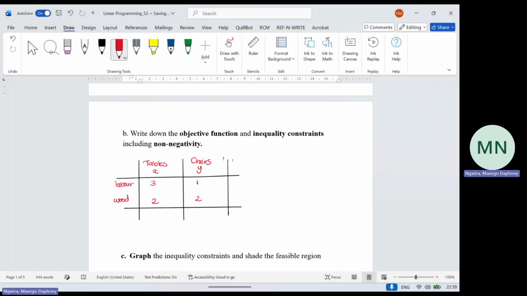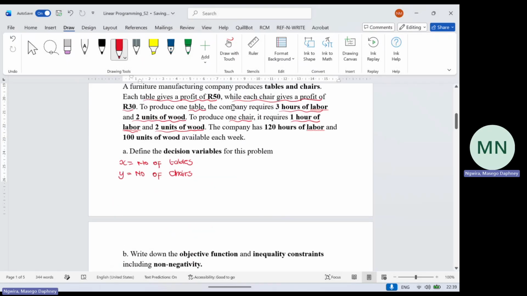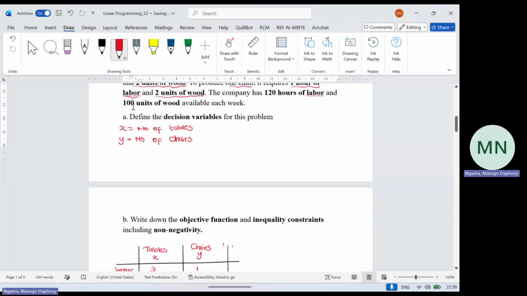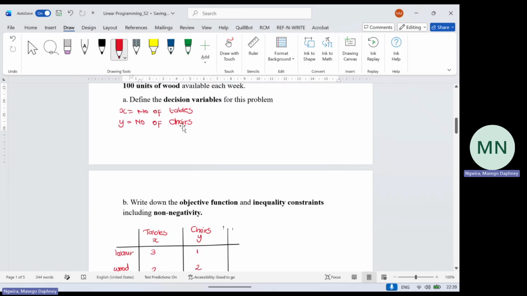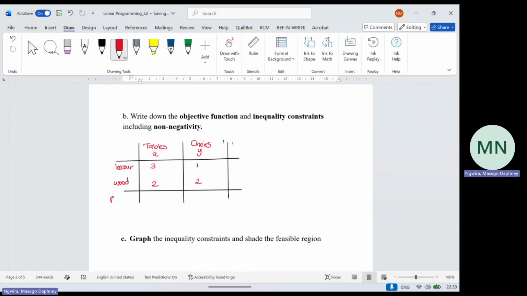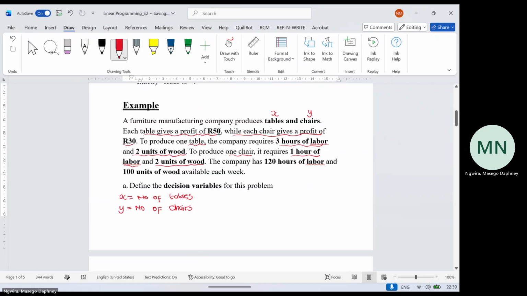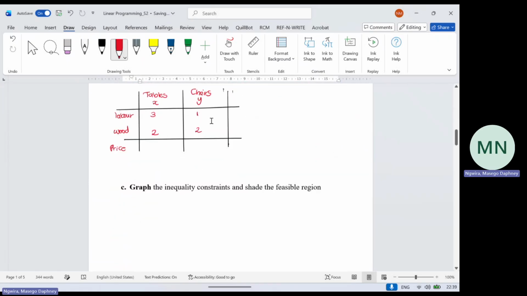And now we have the price. If you check here, we have the price for the table and the price of chairs. I'm going to write the price here. The price for one table is 50 rand, so I'm going to write the 50 here for the table. And for the chair, it's 30.